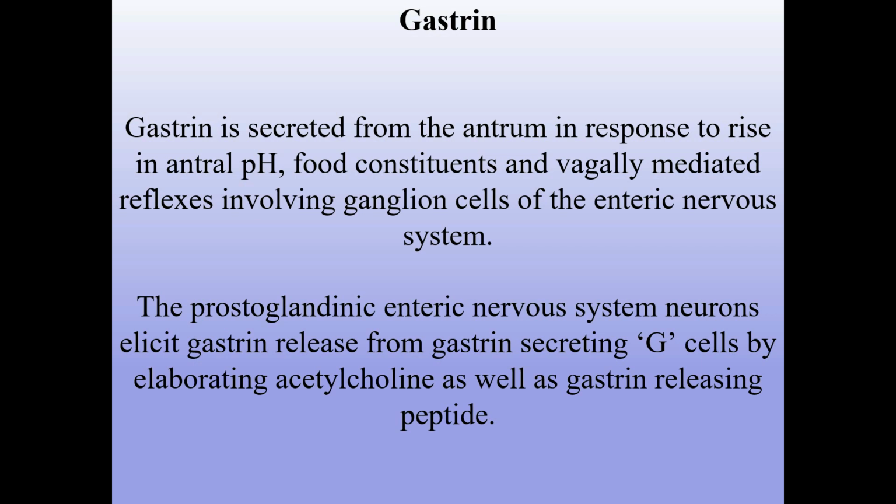Gastrin is secreted from the antrum in response to rise in antral pH, food constituents, and vagally mediated reflexes involving ganglion cells of the enteric nervous system. The peptidergic enteric nervous system neurons elicit gastrin release from gastrin-secreting G cells by elaborating acetylcholine as well as gastrin-releasing peptide.